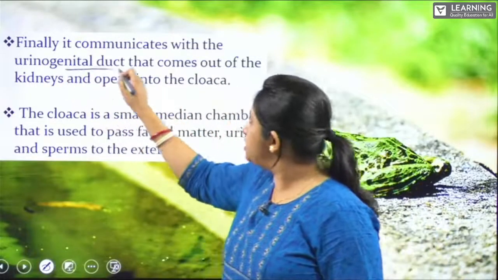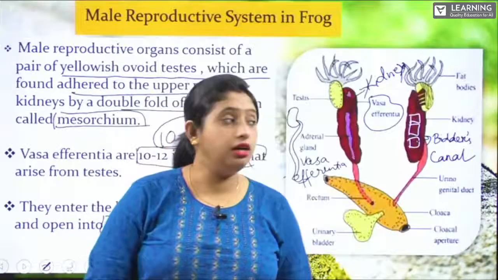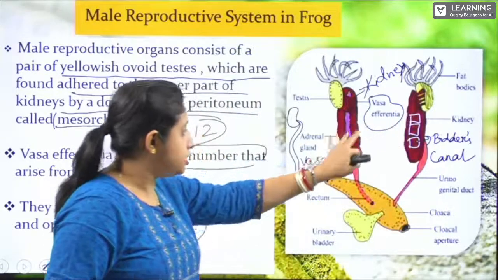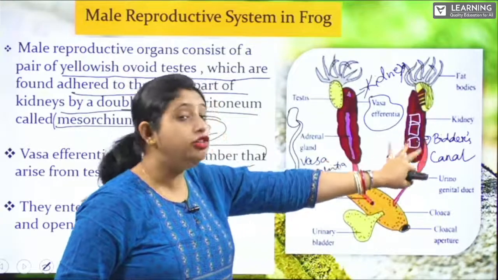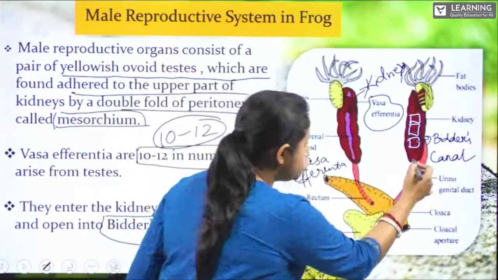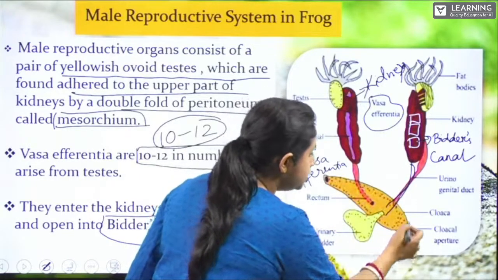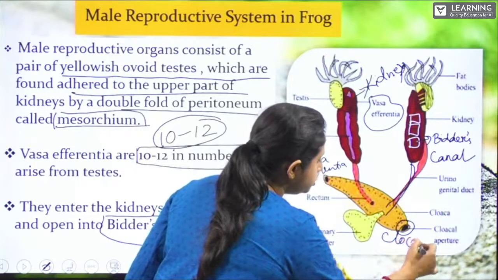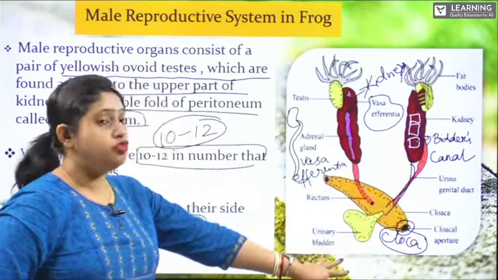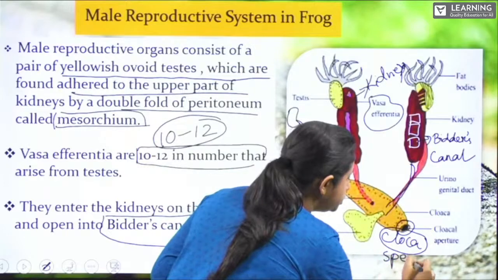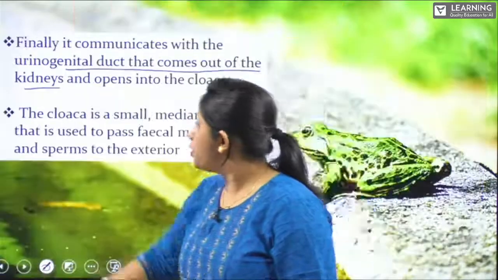The urinogenital ducts come and get deposited in the Bidder's canal of the kidney, and from there they are transferred through the cloaca. This is a single opening. In the male, the sperms are transferred through the cloaca. So this is how the reproduction takes place.